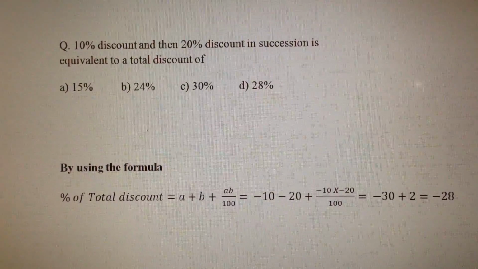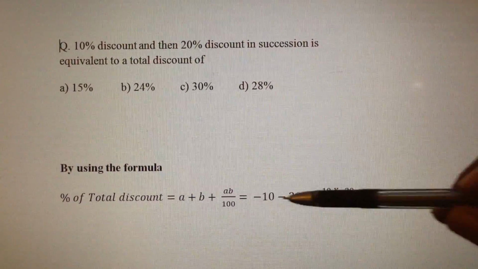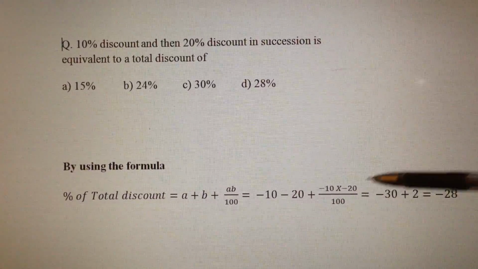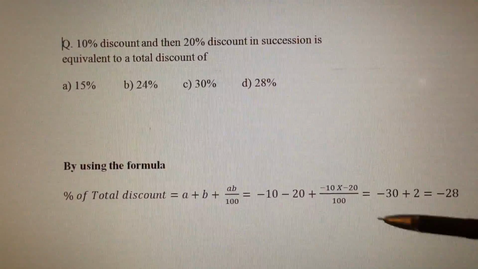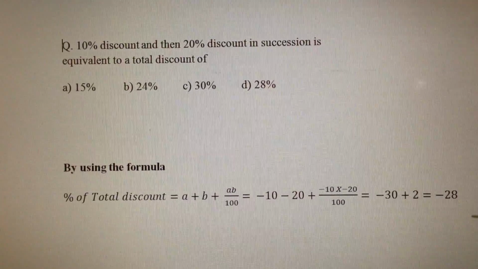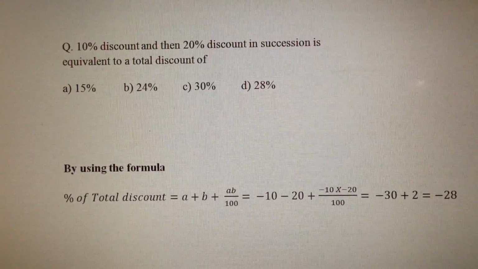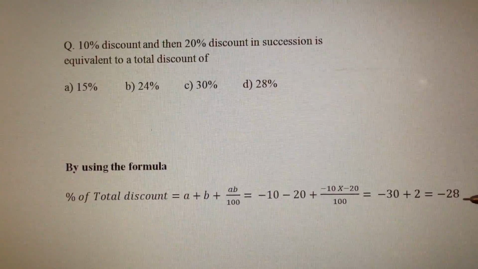Therefore, the total discount is given by minus 10 minus 20 plus (minus 10) into (minus 20) by 100, which is equal to minus 30 plus 2, which is equal to minus 28. Therefore, the effective total discount is equal to 28%.